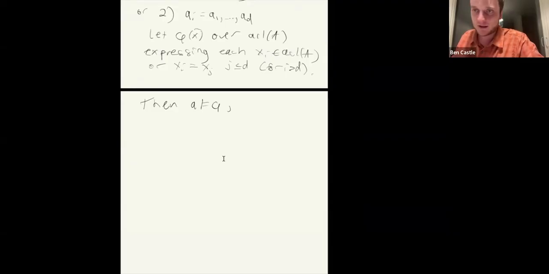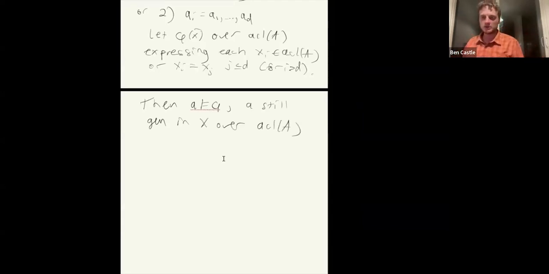And well, A is still generic in X over acl(A). Why is that? Because it was generic over A, and when you add the acl of A, it doesn't decrease the dimension, so it's still generic. Okay, and so we found a generic point of X which satisfies phi.